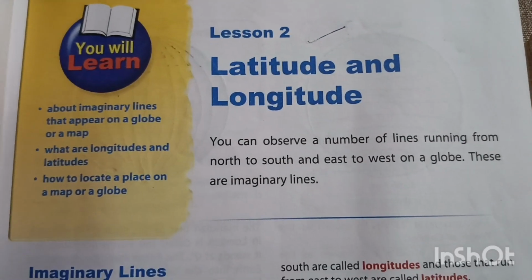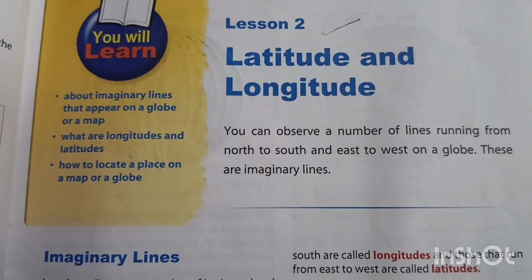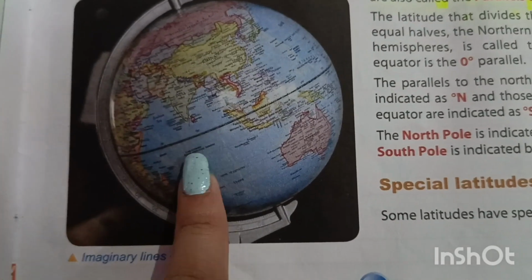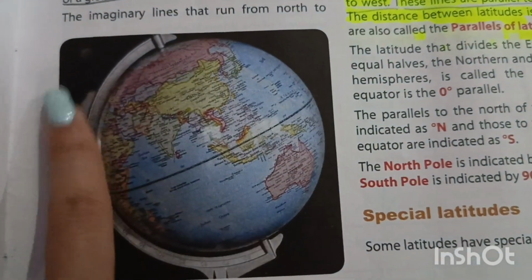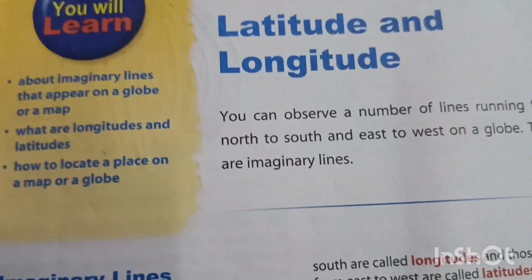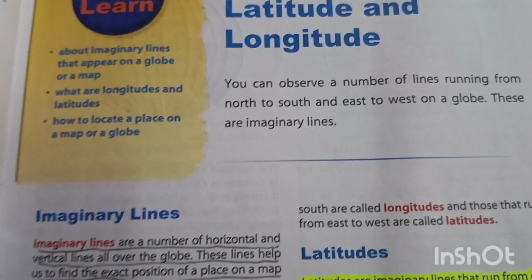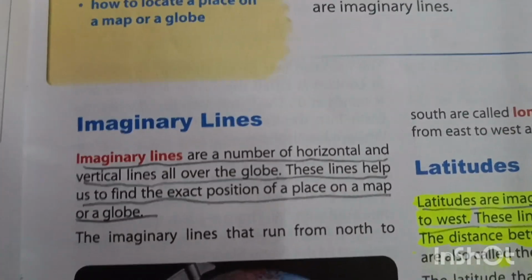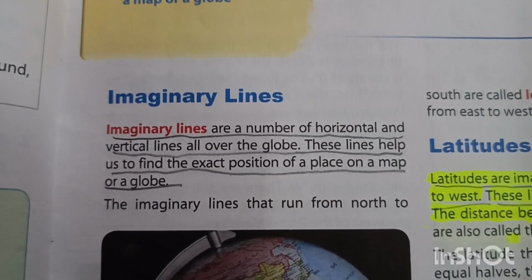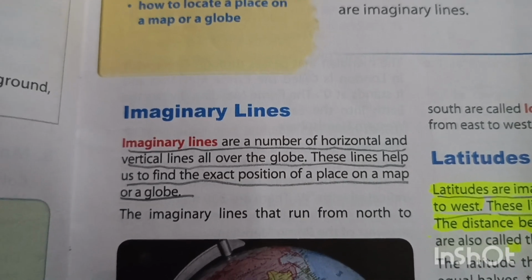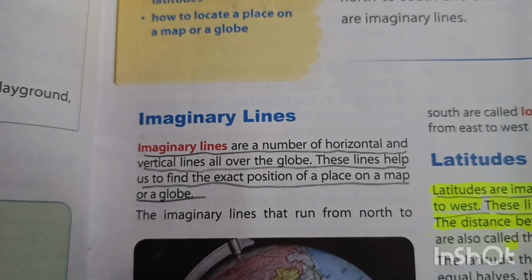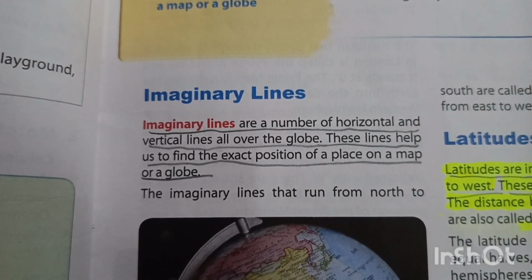So you can observe a number of lines which are running from north to south and east to west on a globe. Alright, in the previous video I told you about a globe, right? We studied about the globe. So what are these? There are some lines, right? Now, these are imaginary lines which do not exist in the real earth. Imaginary lines are a number of horizontal and vertical lines all over the globe. These lines help us to find the exact position of a place on a map or a globe.